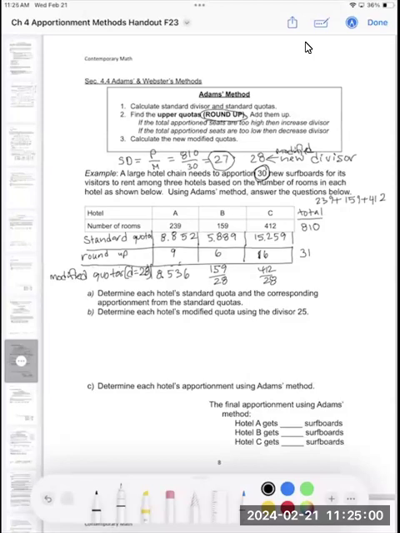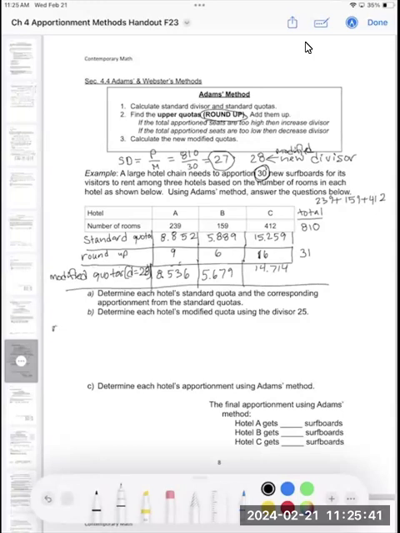Anyways, 159 divided by 28, I got 5.679. And then 412 divided by 28, I got 14.714. All right. And I'm just going to continue. I ran out of space right here, but I'm going to continue down here.